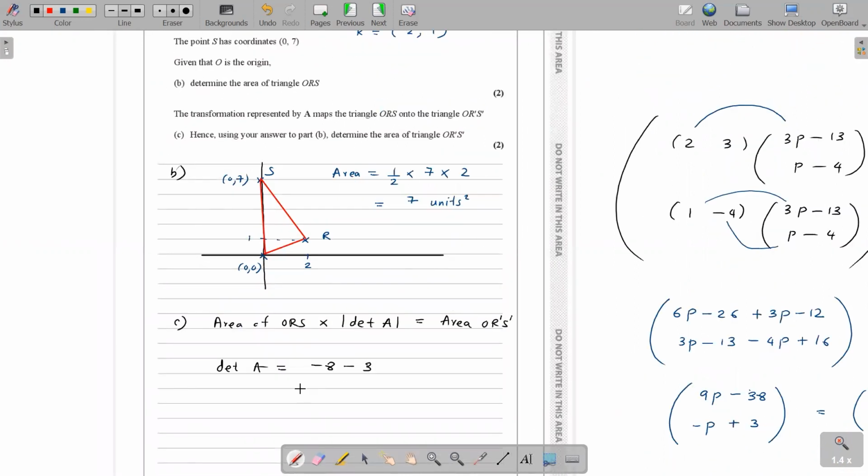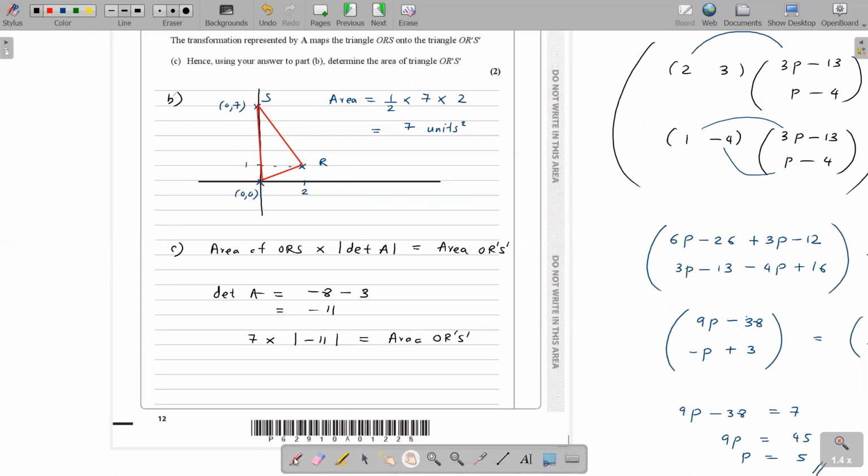How much is the answer? Minus 11. So now let's substitute. Area of triangle ORS is known, which is 7, into modulus of determinant A, which is minus 11, equals the area of the image OR dash S dash. So modulus of negative 11 is positive. So 7 times 11, which means your area is 77. So this is the area of OR dash S dash. Is this clear?